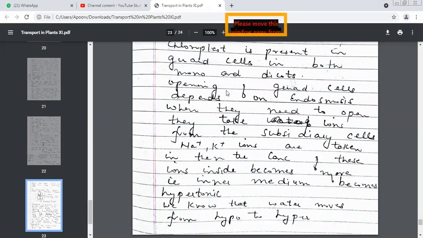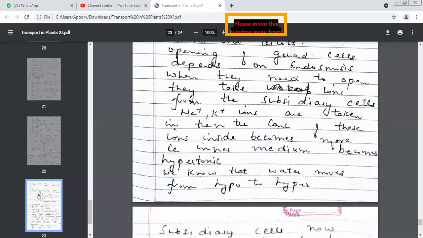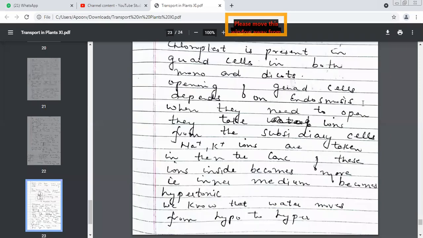Chloroplast is present in guard cells in both monocots and dicots. The opening of the guard cell depends on the endosmosis process. So whenever these guard cells have to open, they take ions from the subsidiary cells. Those cells which surround the guard cells are called subsidiary cells. These subsidiary cells contain sodium and potassium ions in a good amount.